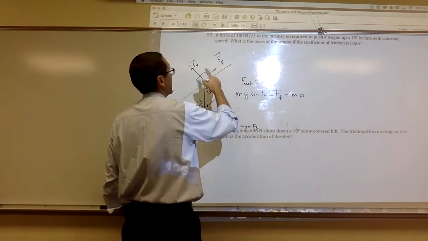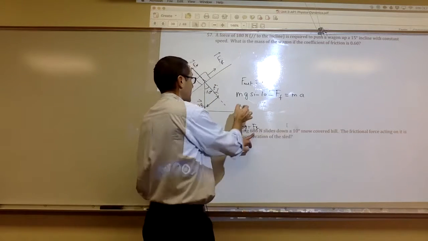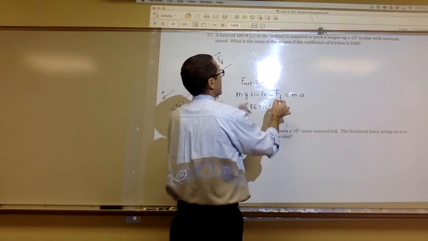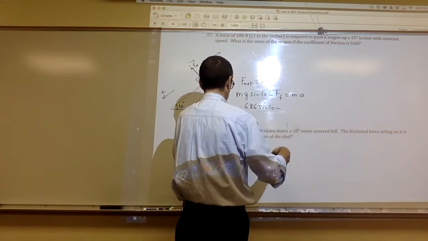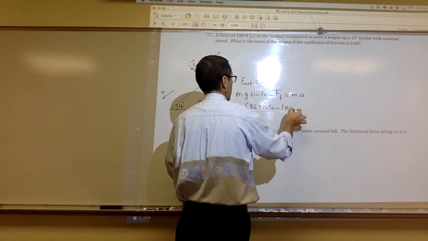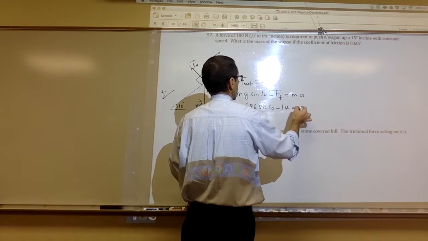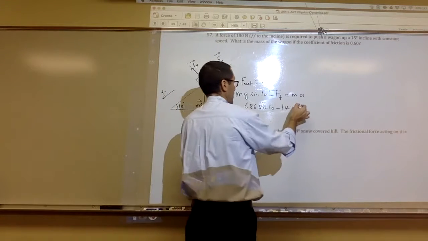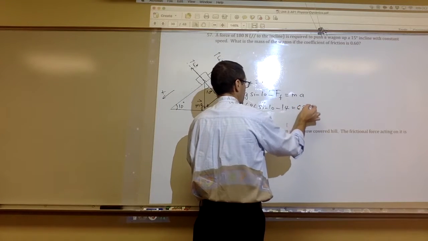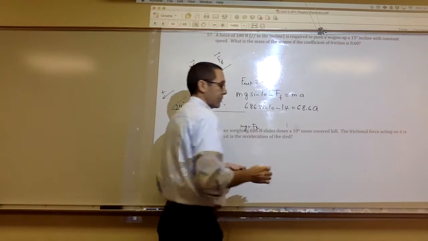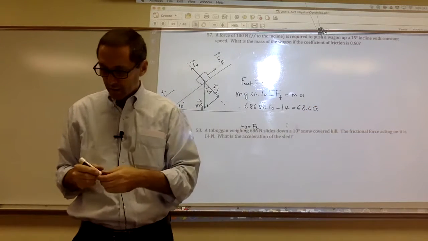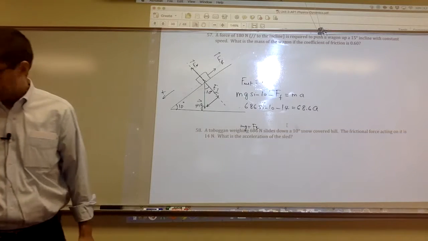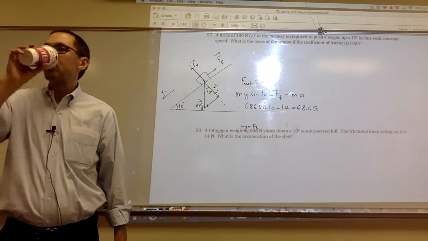So the mg is 686 sine 10, minus friction, which is given as a number. They're not talking about coefficient of friction. It's just 14, equals the mass, which is 686 divided by 10, so 68.6, times the acceleration. And if you put that in your calculator, you should get an acceleration of 1.53 meters per second squared.